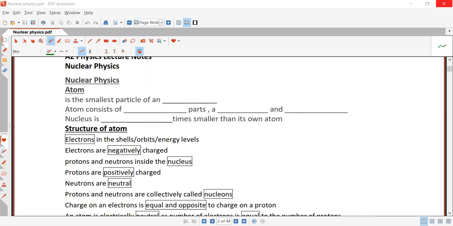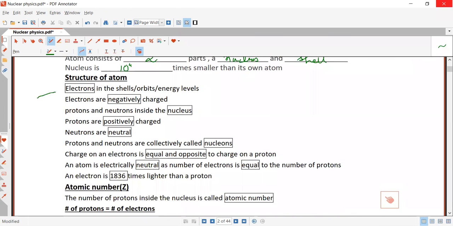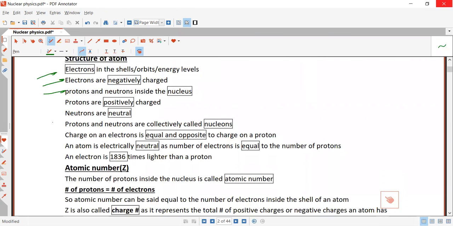An atom is the smallest particle of an element. You know that, right? An atom consists of two parts: the nucleus and the shell. The nucleus is many times smaller than its own atom. It is actually about 10 to the power 4 times smaller than the atom. These are the very basic pieces of information that you have already been studying for a long time.